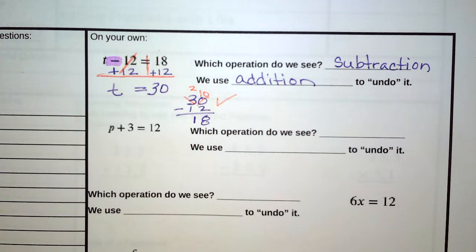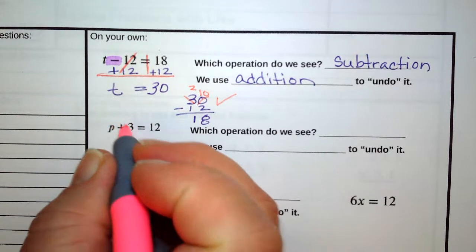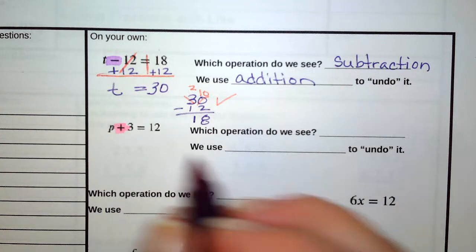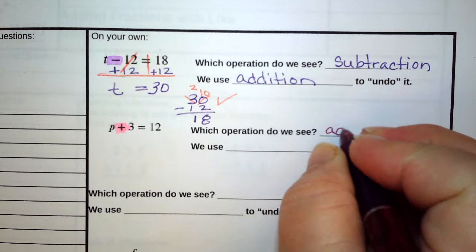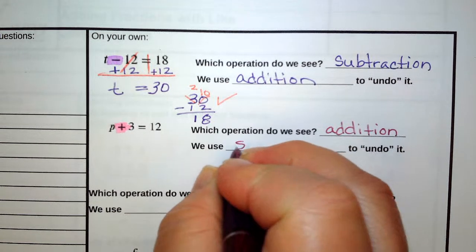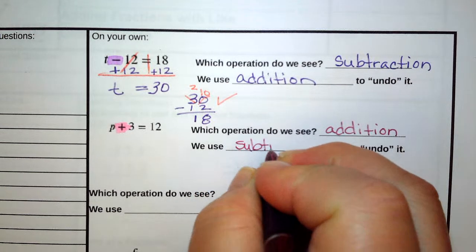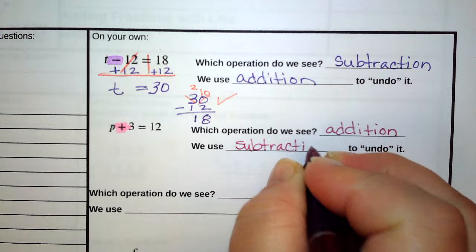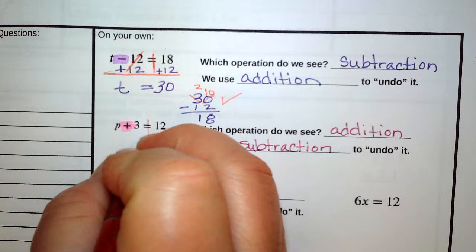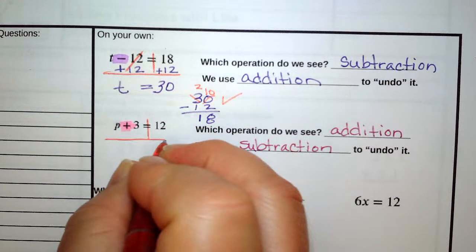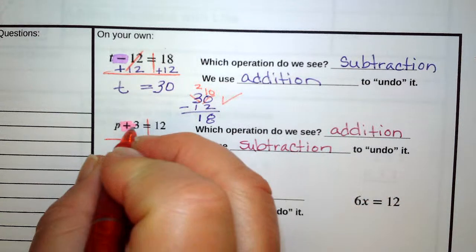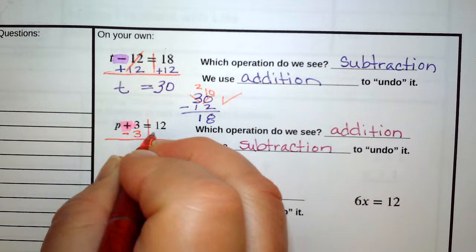For the next one, what do you see? I see addition. How do I undo addition? I use subtraction. Draw the line through the equal sign. Draw a line underneath. This keeps everything in the correct column. I've added 3. The opposite is to subtract 3.